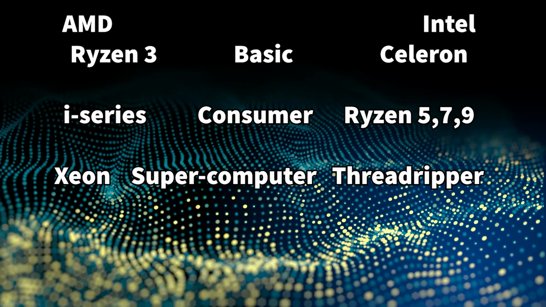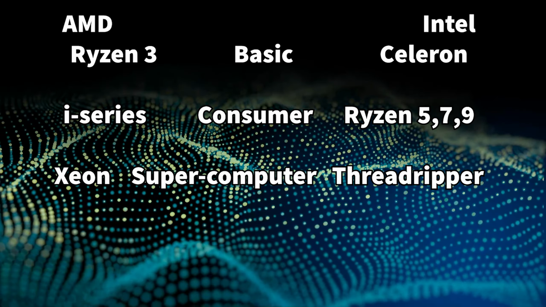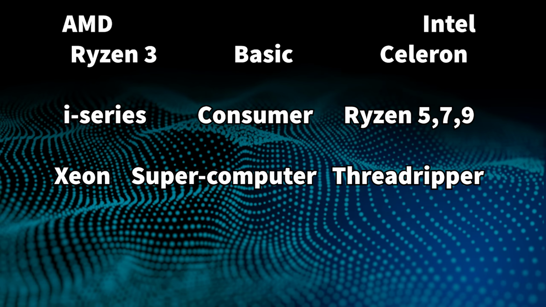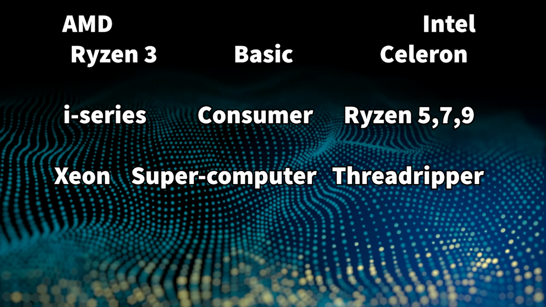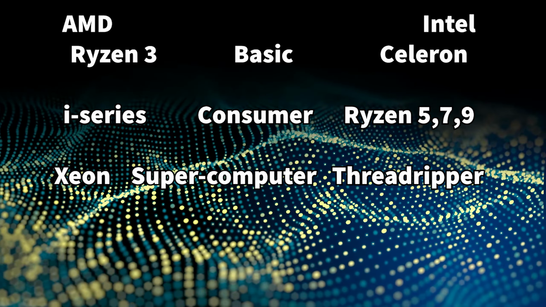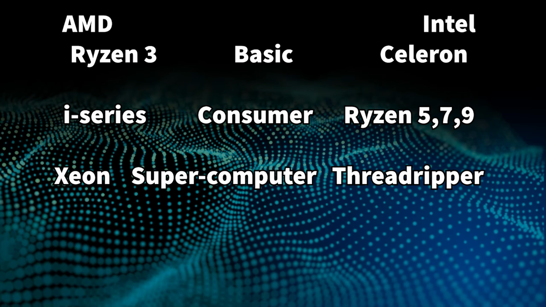For Intel, we have the Celeron that, as we were saying, is the basic, the Core i3, i5, i7, and i9 that are the consumer's choice for gaming and productivity. The i3 is the weakest and the i9 is the most powerful. Then we have the Xeon processors, which are the most powerful family for Intel. They were used, for example, in the 2019 Mac Pro.